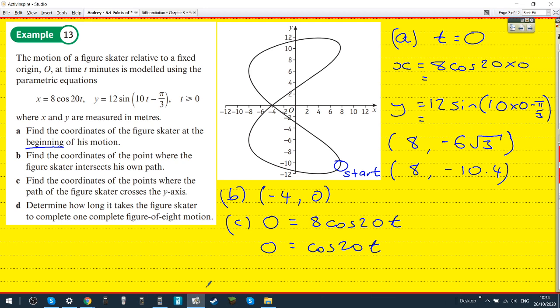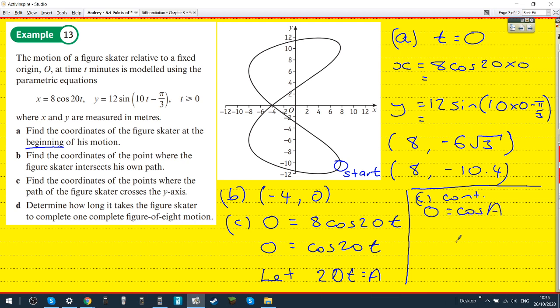Do I now need to do let 20t equal a or something? Yeah. And then just do so 0 is equal to cos a. Mm-hmm. And so arccos of 0 is equal to a.